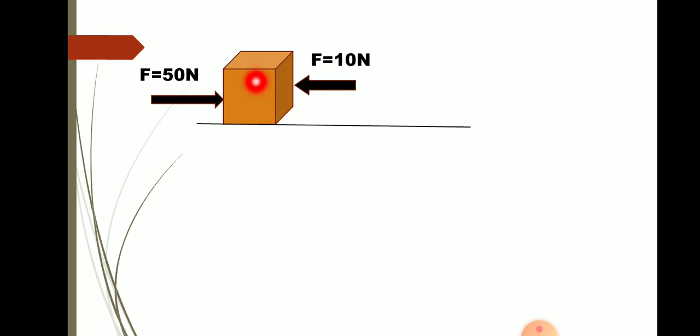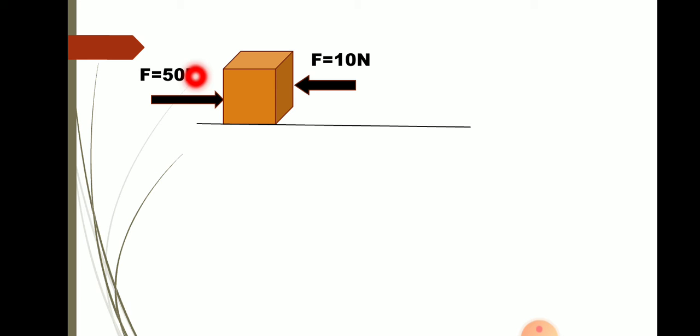So now, in which direction is the box going to move? 50 Newton, 10 Newton. The box is going to move in this direction because on which side is the magnitude of force more? The 50 Newton is more. So the box is moving in this direction. The net force on this box is 50 minus 10, that is 40 Newton. So the box is moving with a force of 40 Newton in this direction.